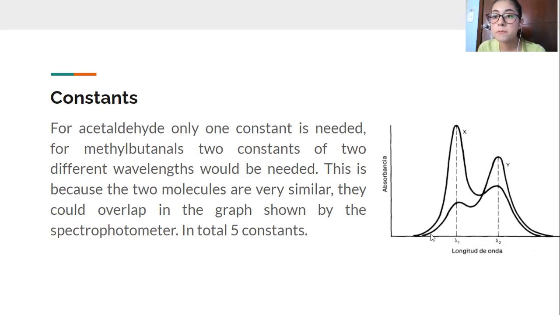Now, we need to observe this. Their absorbances overlap in 2 points. This is the first point. This is the second point. This is the reason that we need to have 4 different constants only for 2 compounds. This is the first constant, the second one, the third one, and the fourth. We can also observe that you have 2 different wavelengths. There's 1 and there is 2. So taking into account the constant for the acetaldehyde, we will need in total 5 constants.